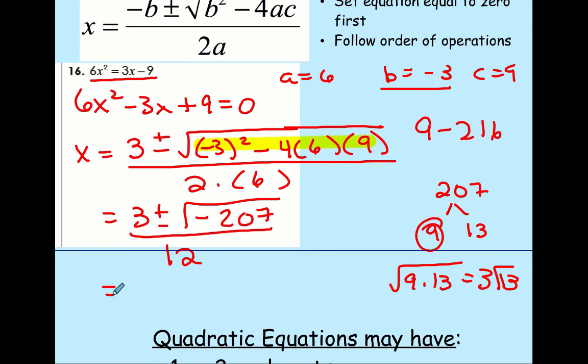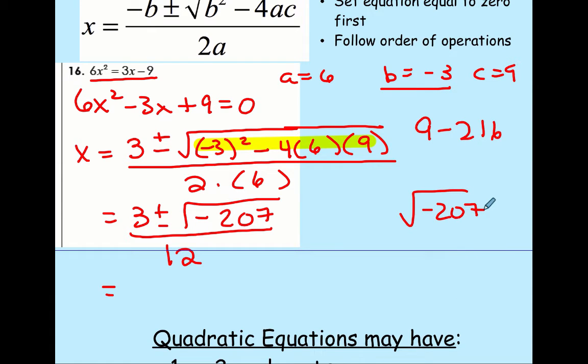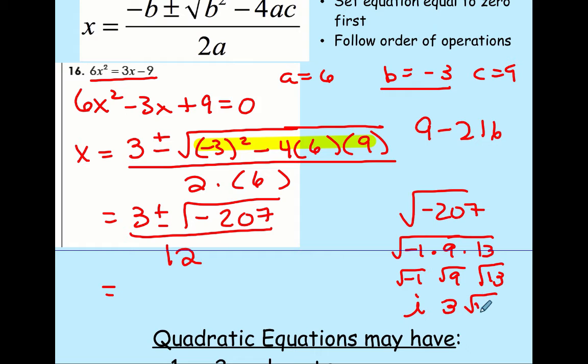So when you're doing the square root of a negative number, remember, square root of negative 1 is i. So the square root of negative 207 is considered to be the square root of negative 1 times 9 times 13. So we break it apart. What's the square root of negative 1? i. What's the square root of 9? 3. What's the square root of 13? It's irrational, so it's just the square root of 13.